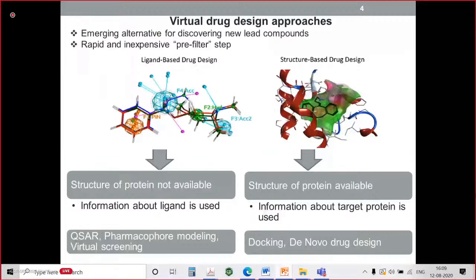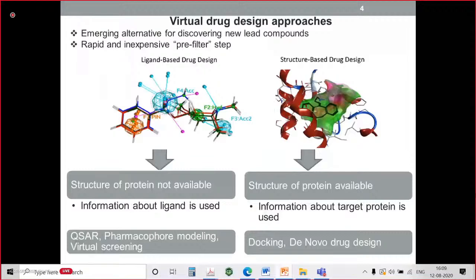This virtual drug design is generally based on either the ligand or the protein. So we can classify them broadly in two categories. One is ligand-based drug design, and the other is structure-based drug design.